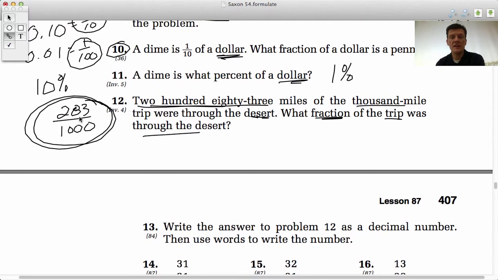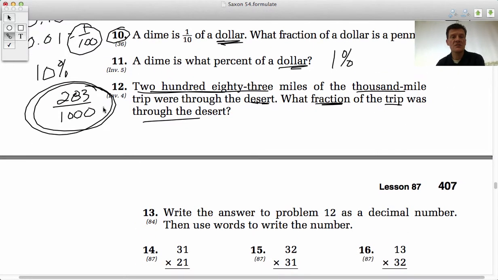Number 12, we're going to write it as a decimal. So this here, 1,000, you remember, is the third decimal place to the right of the decimal point. So when you divide by 1,000, you take your number and you move the decimal point 3 places. So 283 thousandths is the same thing as 0.283.